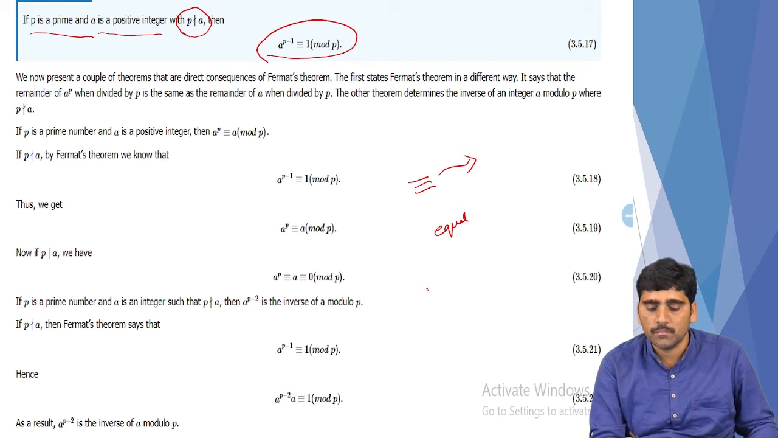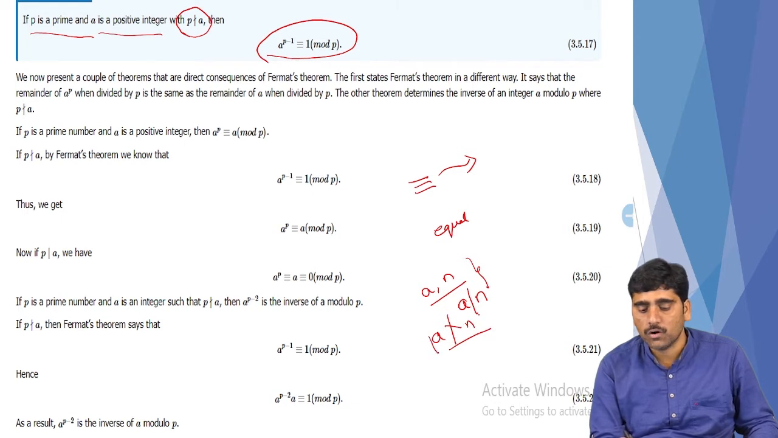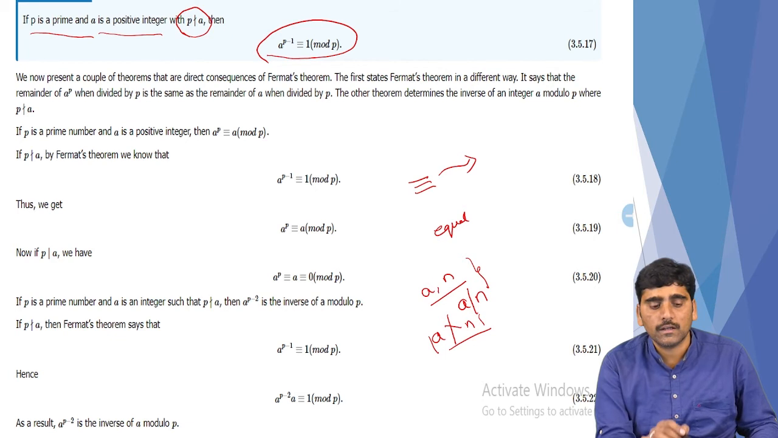If a and n are numbers and n divides a, then you can write n divides a. If n does not divide a, then you can write n does not divide a. We've already discussed this in previous sessions, so here we are going to state it like that only.